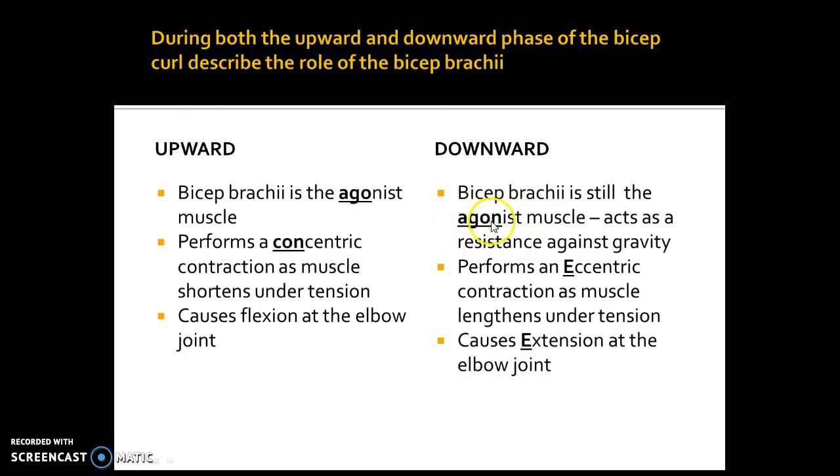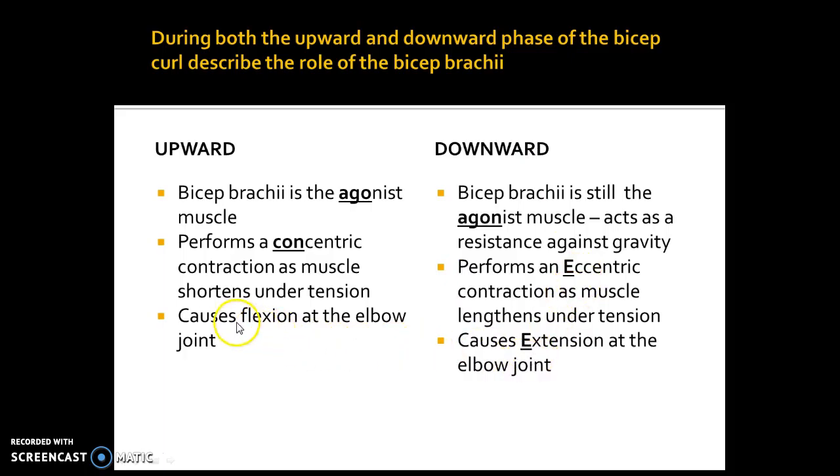So you can go from there then, agon. The bicep brachii remains the agonist. It does not turn to the antagonist. It acts as a resistance against gravity. Second thing is it performs an eccentric muscle contraction because the bicep brachii will lengthen under tension. And finally, if you wanted to add the extra E on, so agony, because on the way down, you can often feel that your muscle is in absolute agony on the negative phase or the downward phase. It causes extension at the elbow joint.